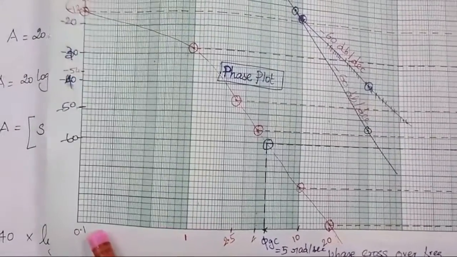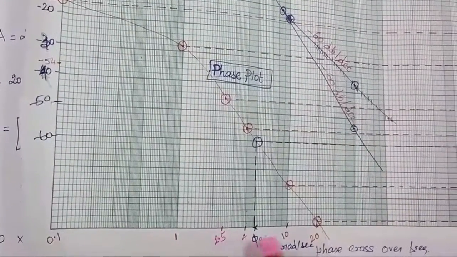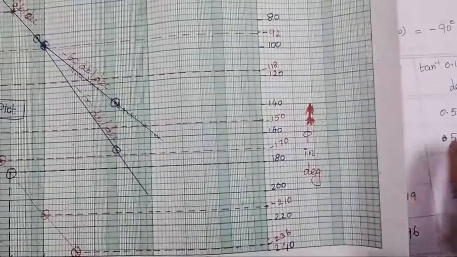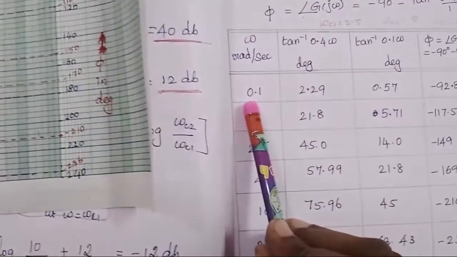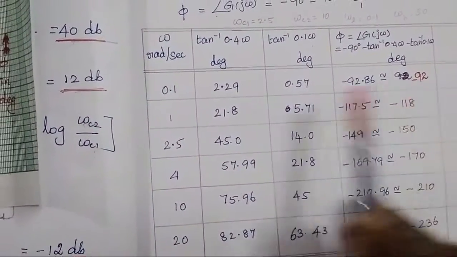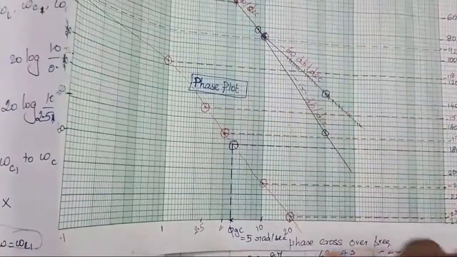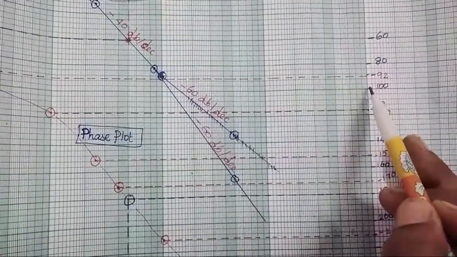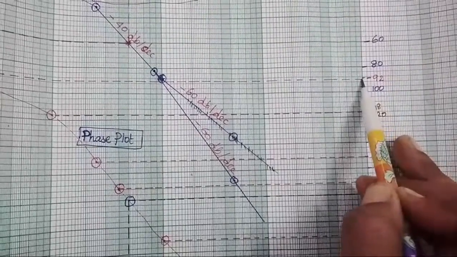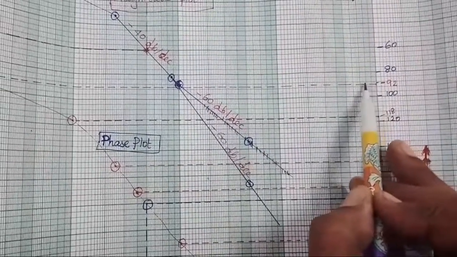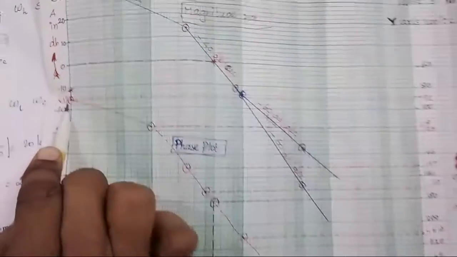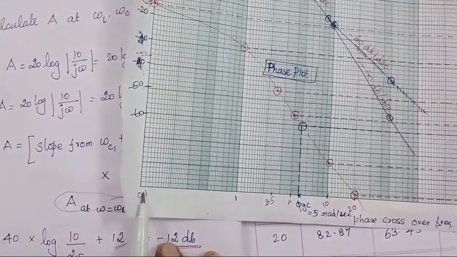How do we proceed with the magnitude plot? 0.1, 1, then 10, 100 similarly. Now, what is the value given here? 0.1 and minus 92. Observe clearly, here 80, here 100. So in between, approximately choose this point as minus 92. This minus 92 is for the 0.1 value.